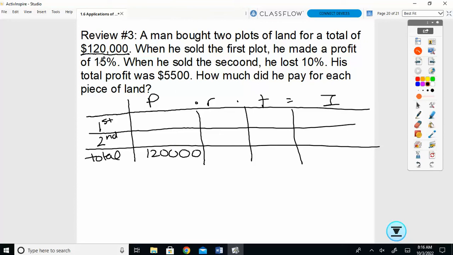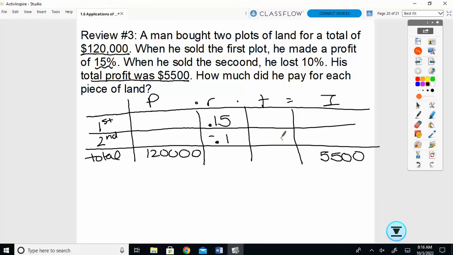When he sold the first plot, he made a profit of 15%. What would my percent be? 0.15. When he sold the second, he lost 10%. How would I show a loss? Negative 0.1. Total profit was $5,500. What would that be like? Total interest.